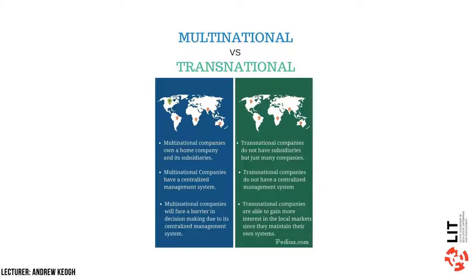Another thing to flag would be a quick critical discourse analysis on the difference between two words, multinational and transnational. There are obvious differences. Multinational companies own a home company and its subsidiaries. They have centralized management, and multinational companies will face barriers in decision making due to that centralized management system. So that's one reason why transnational corporations have become a bigger deal, being able to gain more interest in the local markets since they maintain their own systems.